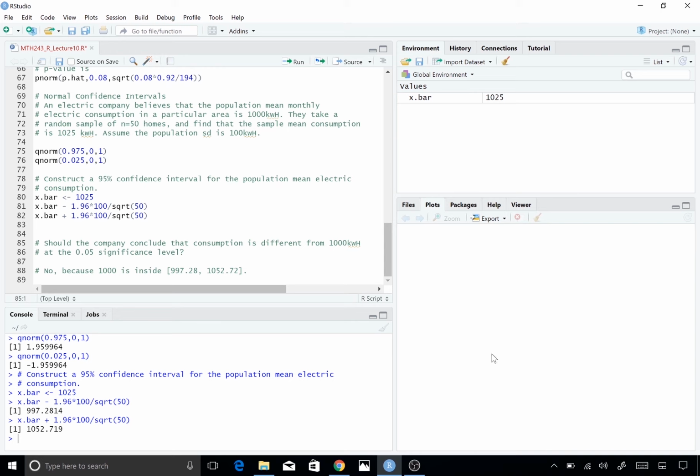A confidence interval is an inverted two-sided hypothesis test. At the 0.05 level, we fail to reject the null hypothesis because 1000 is inside the interval.